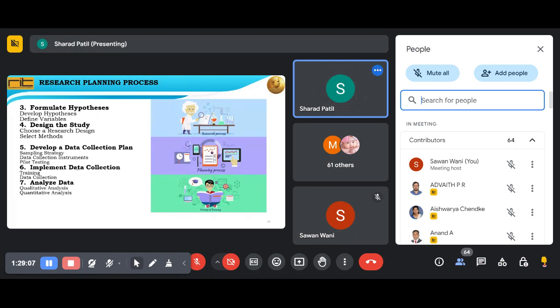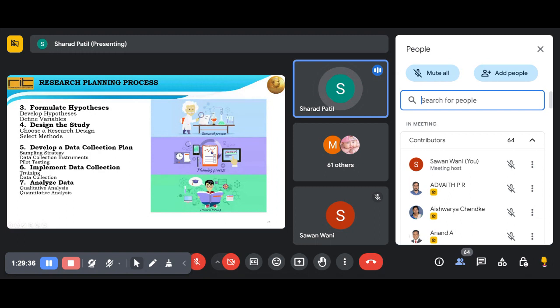So here, point number 3, we have completely formulated the hypothesis. We have developed the hypothesis, and we have defined the different variables with which we are going to conduct the research, and we have chosen the research design. That is what we are learning. Then what are the different methodologies we are going to use. Once you have designed the steps and planned it and try to execute it, you have to use the methodologies.